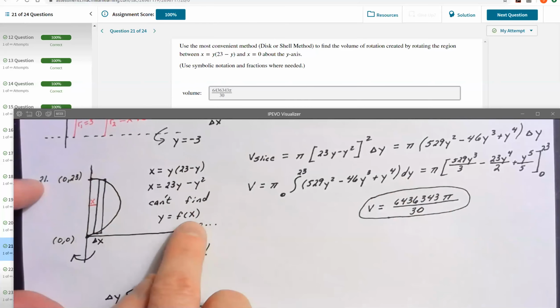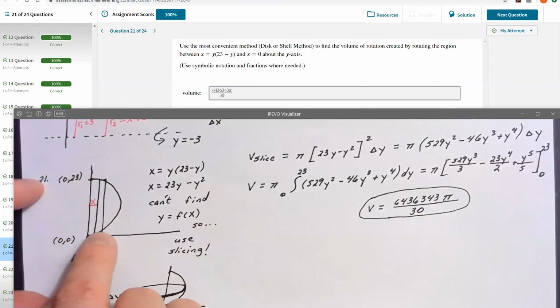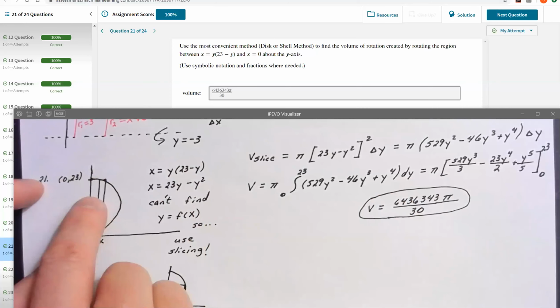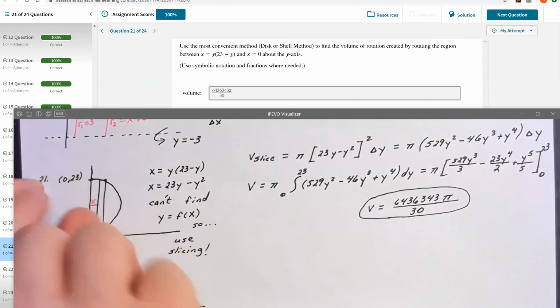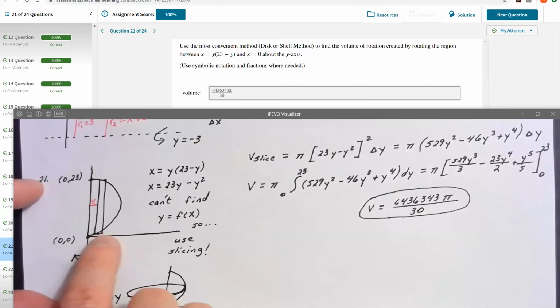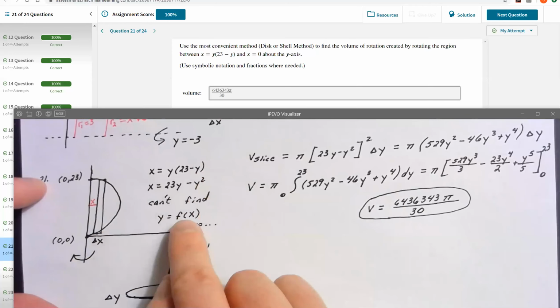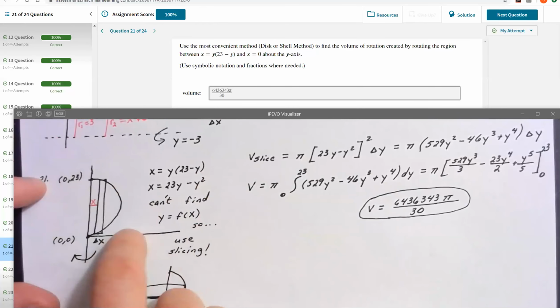The reason I can't is because if you try to do this with the shell method, the thickness of each of your rectangles within your region, you can't do horizontal rectangles about a vertical axis of revolution. That doesn't make any sense. Your rectangles would have to be vertical, and it would have a thickness of delta x. So you'd say, well, okay, if it has a thickness of delta x, I need to get y in terms of x. You can't. You can get y in terms of x and y, but you can't get y solely as a function in terms of x. Since that's not possible, shells isn't possible.